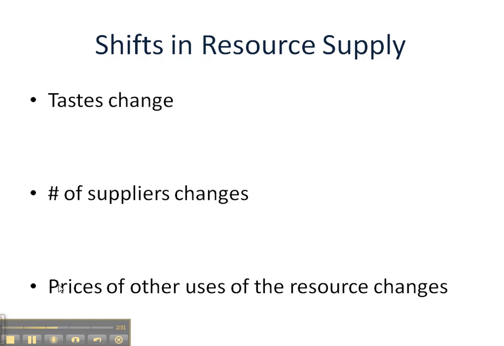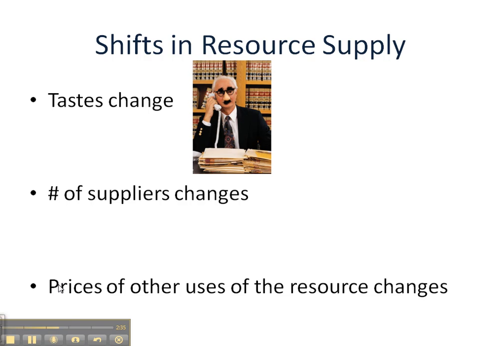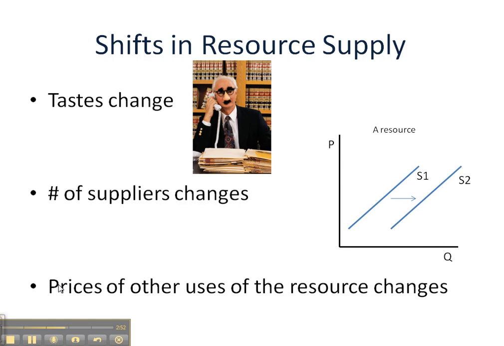So, for instance, if it becomes suddenly more prestigious to become a lawyer, the supply of people entering law schools will increase. The supply curve of lawyers will shift up or out to the right. This shift will occur because of a change in tastes, more prestige, not because of a change in the wage rate of attorneys. An increase in the number of suppliers means that the supply curve shifts out to the right.